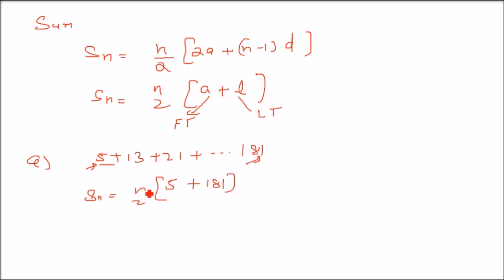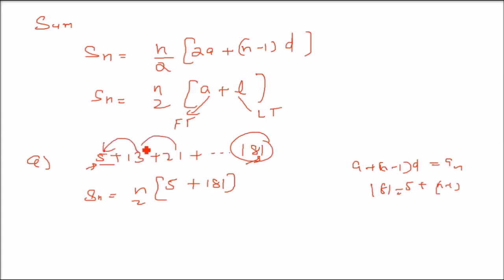Now here n is coming. How to find this n? The nth term is known to you, 181 is the nth term, so you can find n. Just put this value. a is 5 and the common difference is 13 minus 5, that is 8, and 21 minus 13 is also 8. So 181 is 5 plus n minus 1 into d. Solve for n. You are going to get n as 23.